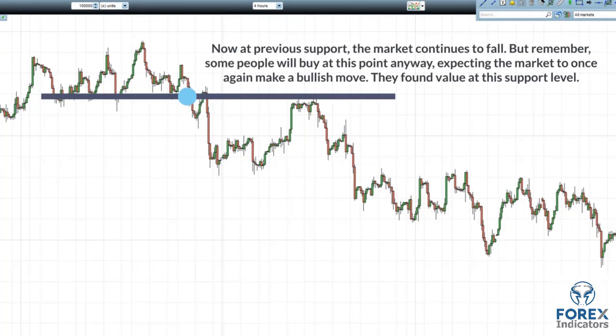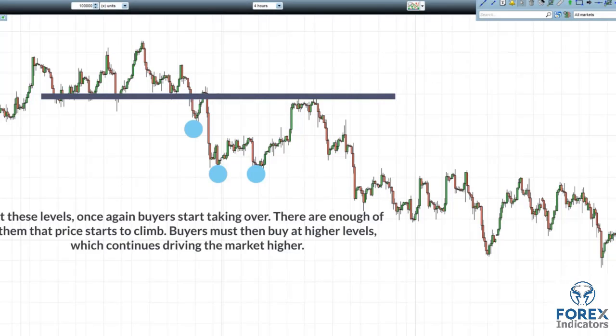Now at previous support, the market continues to fall. But remember, some people will buy at this point anyway, expecting the market to once again make a bullish move. They found value at this support level. At these levels, once again buyers start taking over. There are enough of them that price starts to climb. Buyers must then buy at higher levels, which continues driving the market higher.